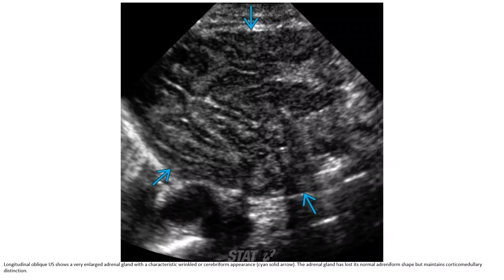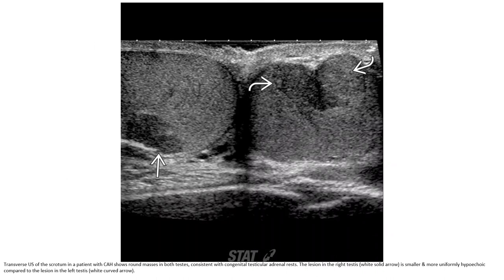Oblique ultrasound shows a very enlarged adrenal gland with a characteristic wrinkled or cerebriform appearance. The adrenal gland has lost its normal adreniform shape but maintains cortical medullary differentiation. Ultrasound of the scrotum in a patient with CAH shows masses in both testes, consistent with congenital testicular adrenal rest. The lesion in the right testis is smaller and more uniformly hypoechoic compared to the lesion in the left testis.